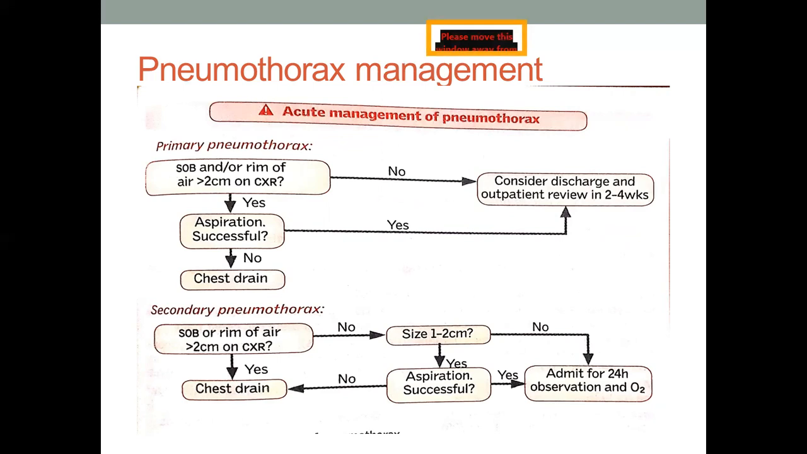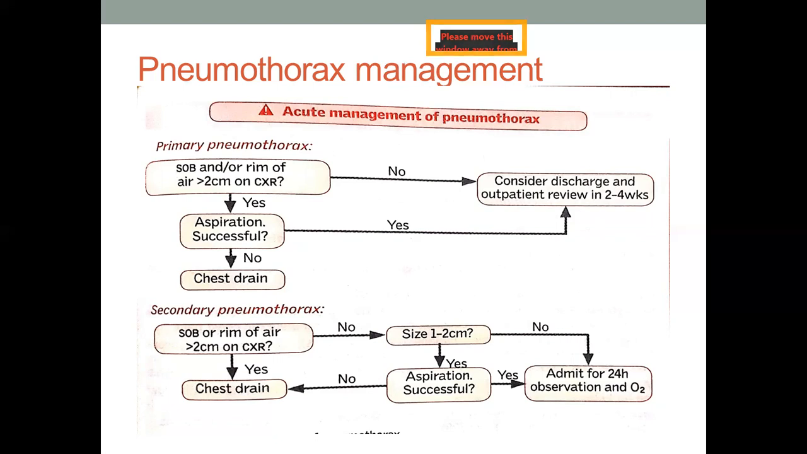So this is the management of pneumothorax. We can divide this into primary and secondary. In primary pneumothorax, when the patient is not symptomatic and the rim of air on chest X-ray is less than 2 centimeters, no intervention is required. The patient should be discharged, and asked to come to the OPD within 2 to 4 weeks.